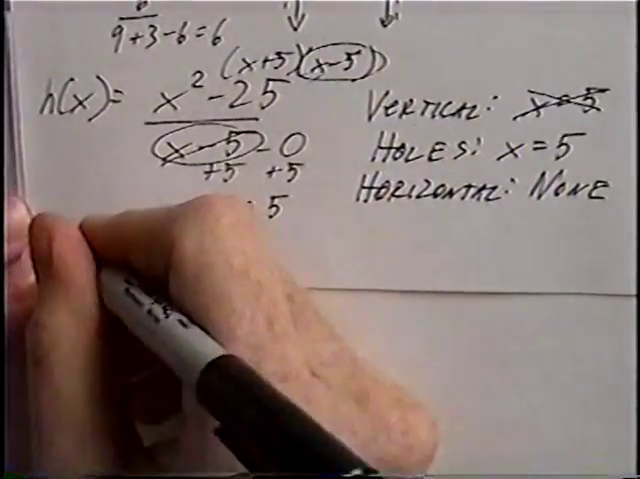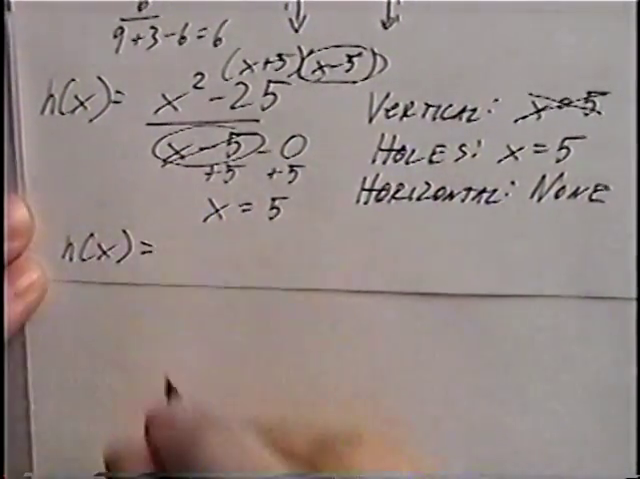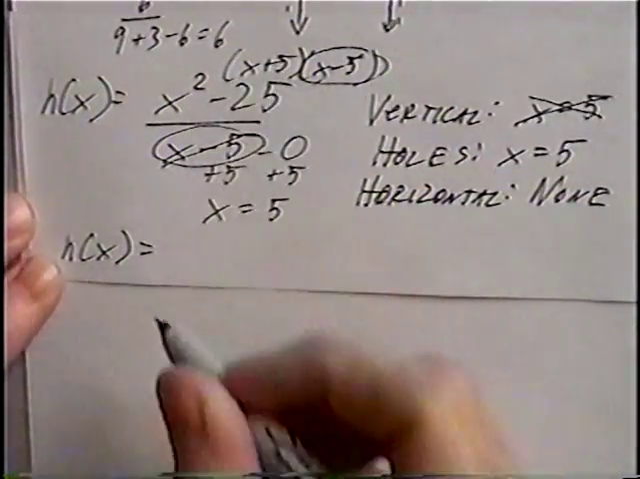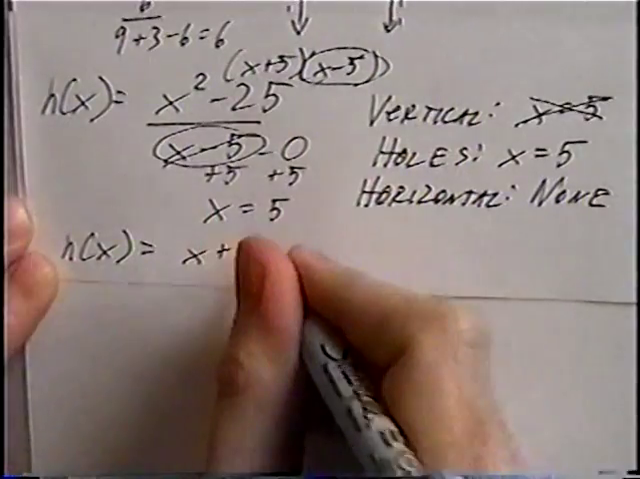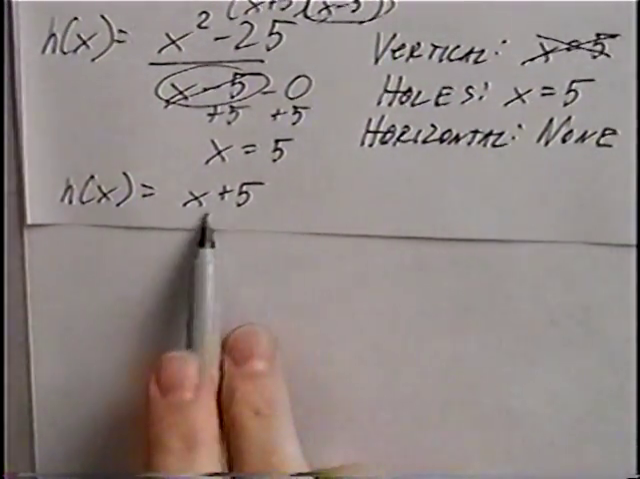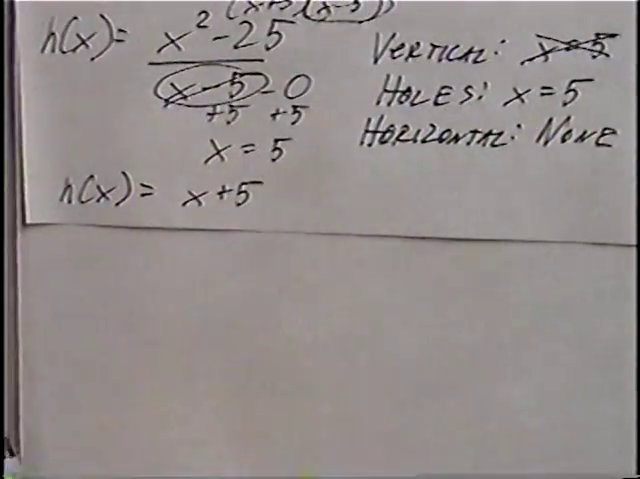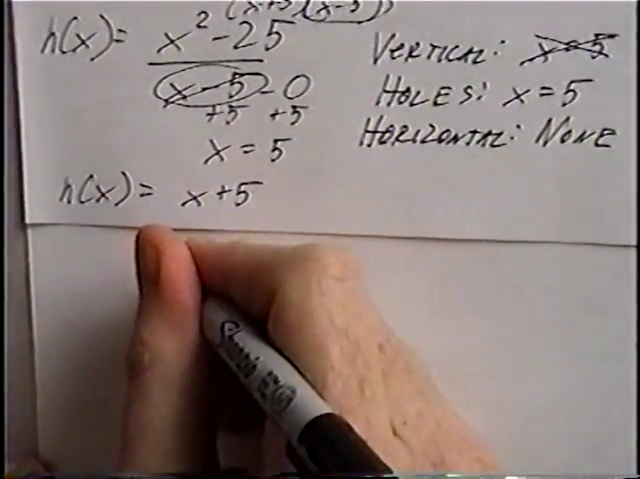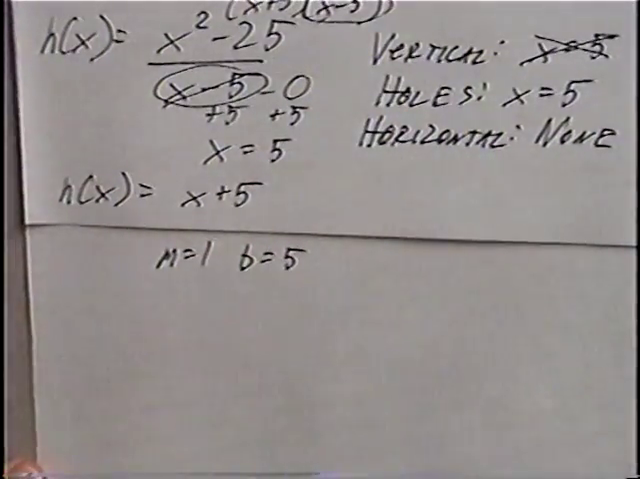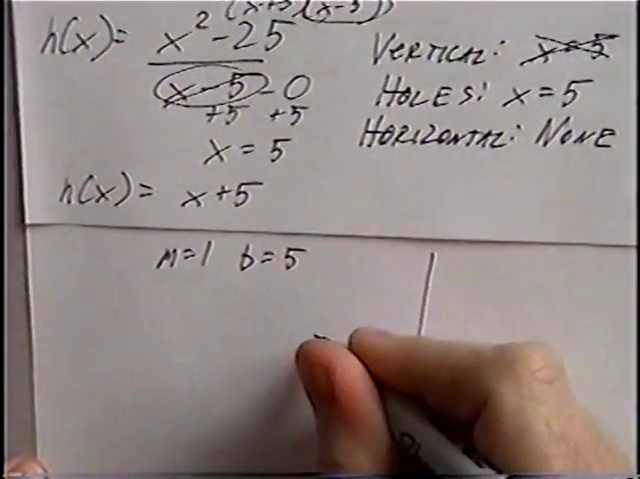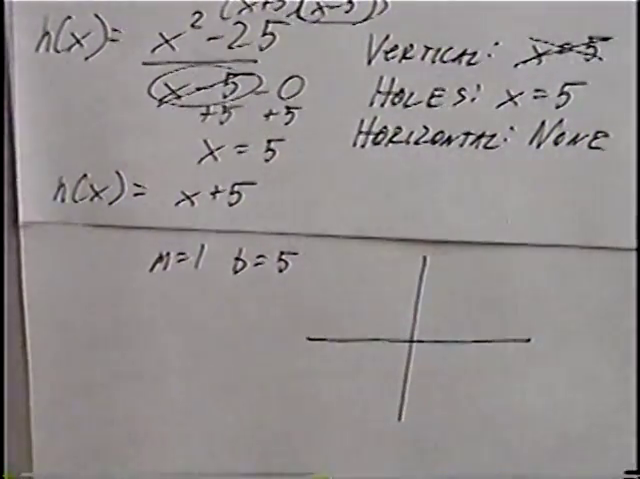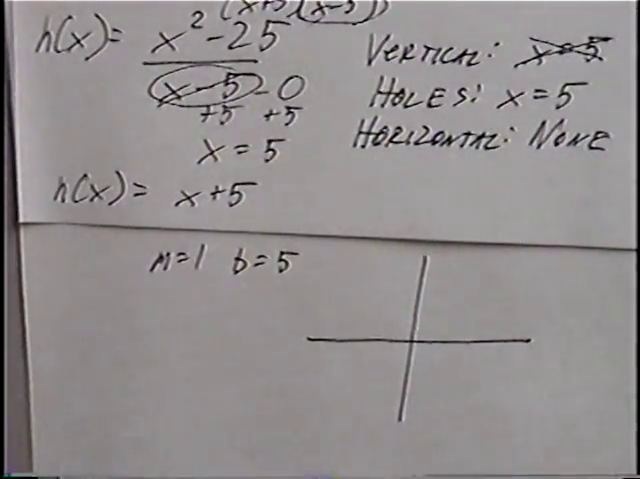If you rewrite the equation, h of x, the x minus 5's canceled out. All we have left is x plus 5. Graphing this one would just be a linear line, mx plus b, where m is equal to 1, b is equal to 5, and you can draw your graph from there. Keep in mind there's no vertical, no horizontal for this graph, so we don't have any dashed lines.